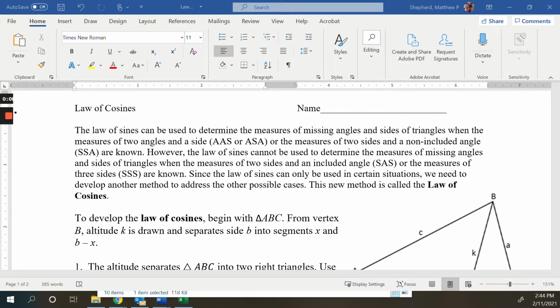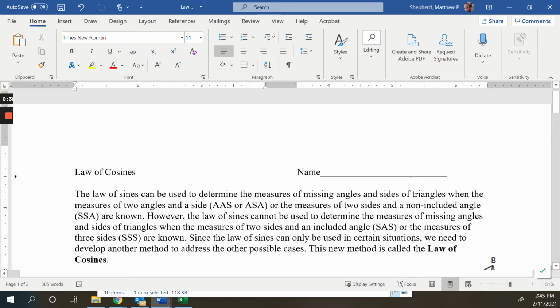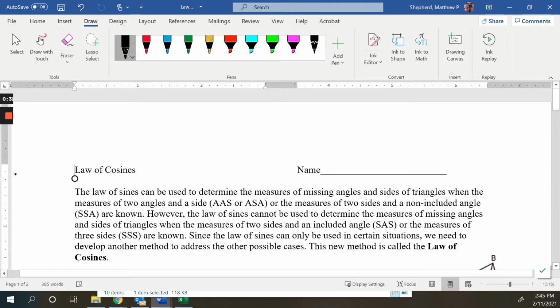Now the law of sines can be used to determine the measure of missing angles and sides when the measures of two angles and a side, so using angle, angle, side, or angle, side, angle, or the measures of two sides and a non-included angle, side, side, angle are known. In other words, let's put that in simple language because that was a mouthful.